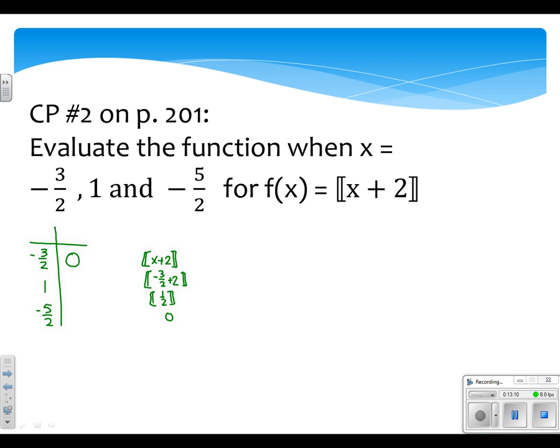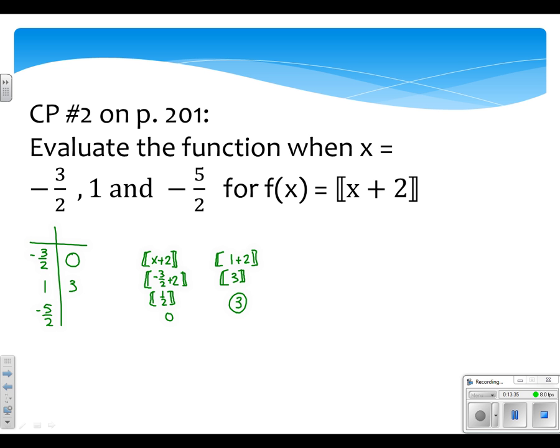Okay, let's play with 1. Start all over again. You're going to put in 1. Now I want the greatest integer less than or equal to 3. Well, 3 is an integer itself, so we will get 3. So, the integer less than or equal to what we find.